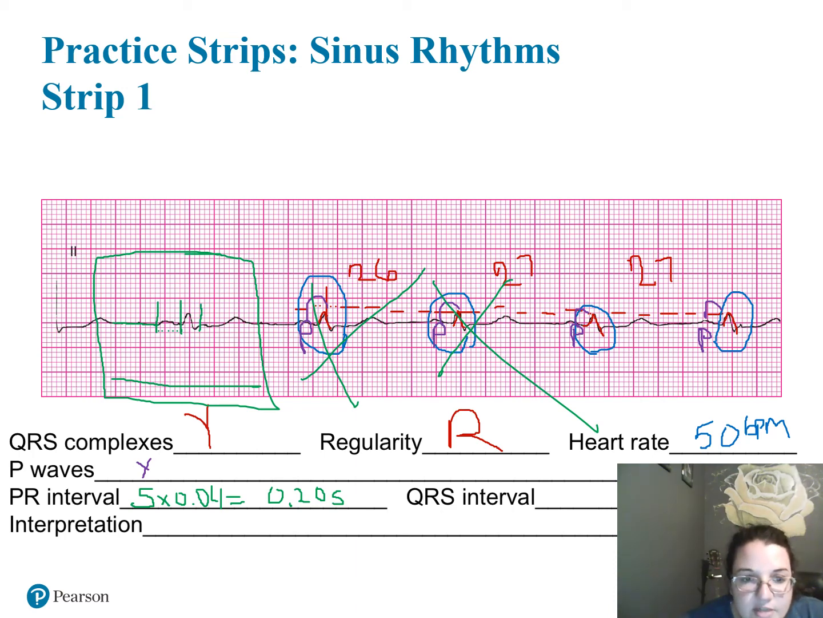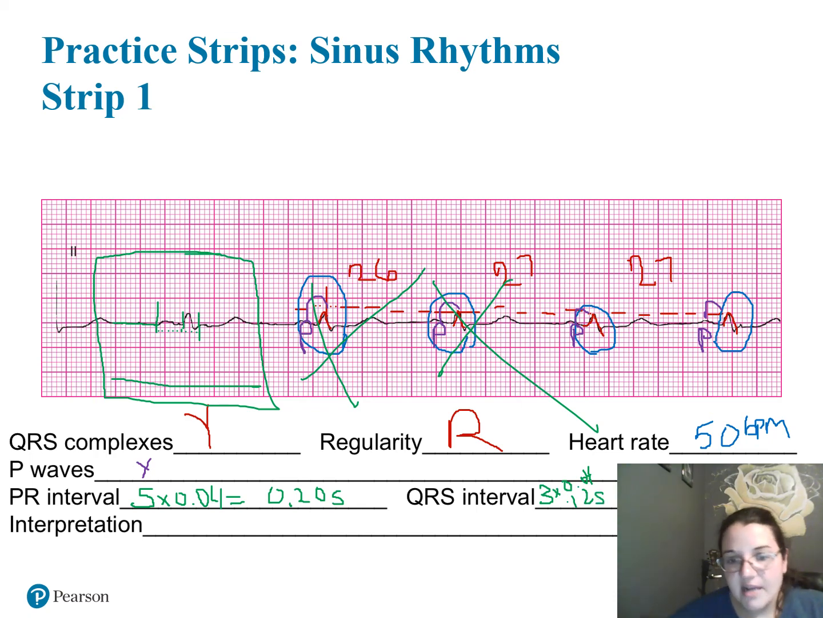And I'm going to double check because I think I'm off a little. So let's say right here and about right there. 1, 2, 3. I got 3 boxes. 3 times 0.04 is 12. And I got 0.12 seconds.